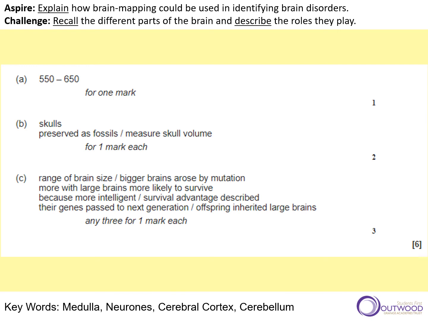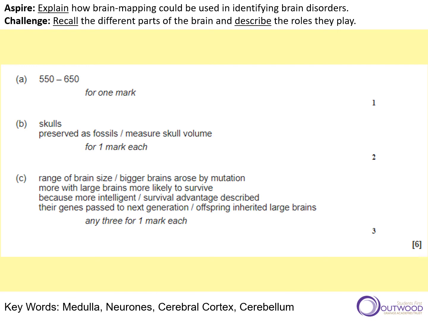So you start off with a range or variation in a population. The ones with larger brains survive, because they're more intelligent, you could get that as well. And then they pass on their genes to the next generation. And that is worth 3 marks.